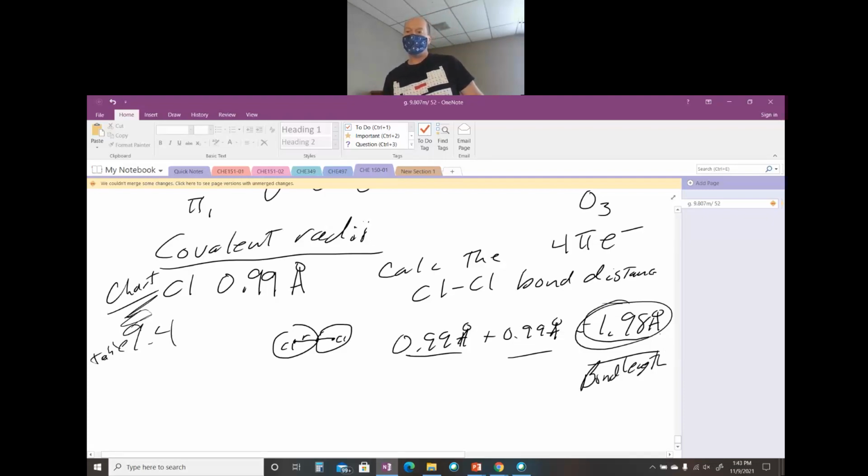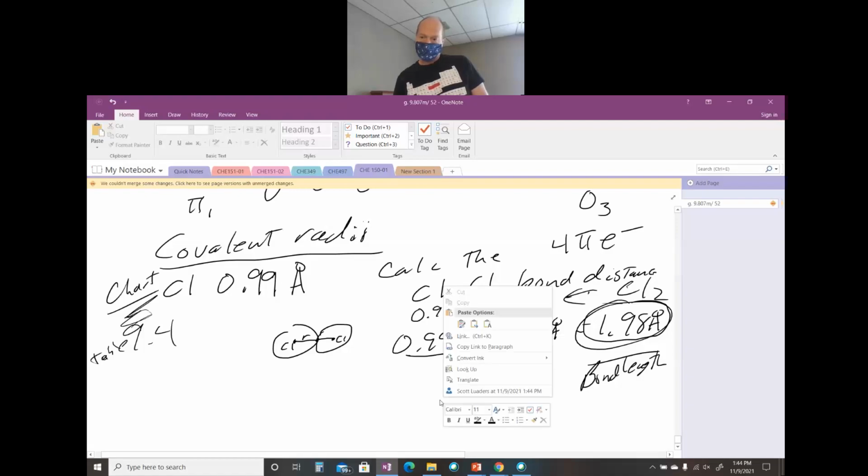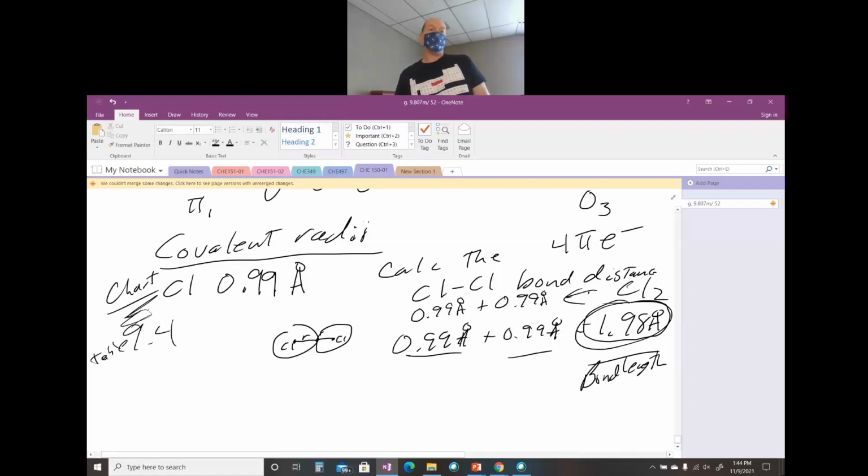If they gave you the bond length of a Cl2, then they could ask for what is the radius. Well, then you simply divide it by 2. So you can work that in reverse. Now, the only time you can do that in reverse is if it has to be the same atom. Because if they gave you the length of HCl and said, what's the covalent radius of Cl, you can't do that because H and Cl will have different radii. But yes, so anyway, the chart is very simple. You just add up the 2 radii. That gives you the bond length.